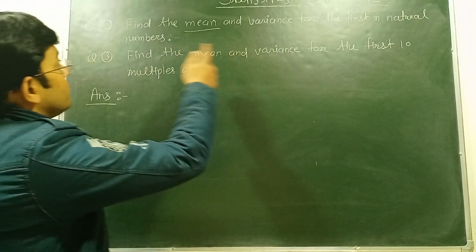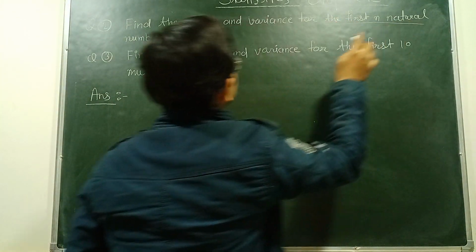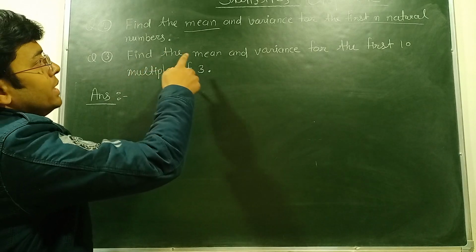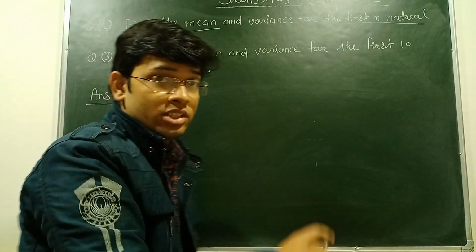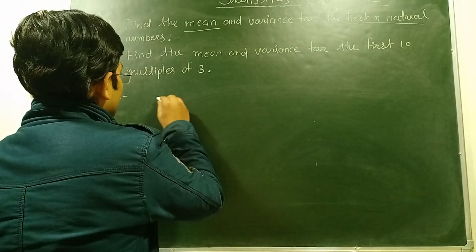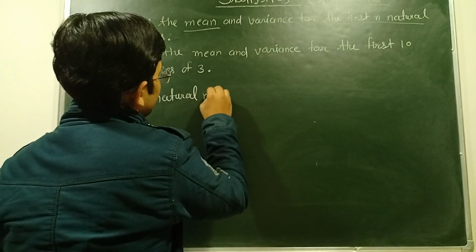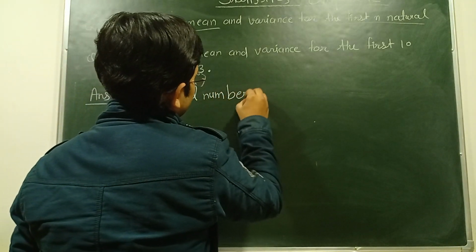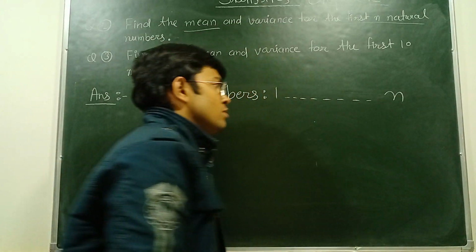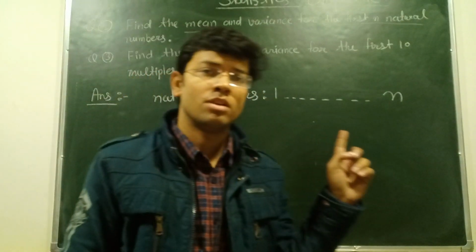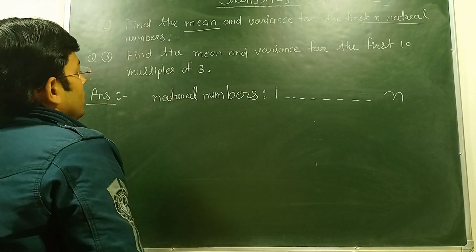First of all, we have to write here the first n natural numbers, because in this question we will find the mean and the variance. So we should know what the natural numbers are. The natural numbers are those which start with 1 to n. So these numbers are called the natural numbers.